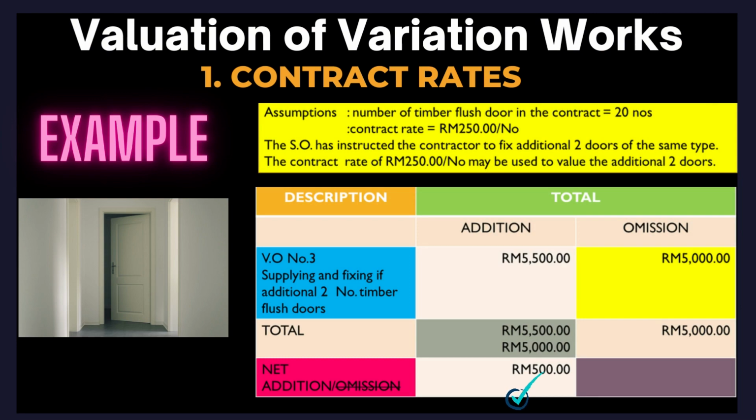In this example, we have several assumptions and given information. The number of timber flush doors in the contract is stated to be 20, and the contract rate for each flush door is 250 ringgit. However, there is a variation work since the SO has instructed the contractor to fix an additional 2 doors of the same type. In this case, the contract rate of 250 ringgit may be used to value the additional 2 doors. And from the calculation, we can see that the net addition for the variation works is 500 ringgit.